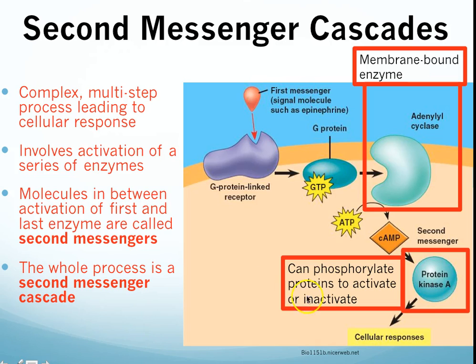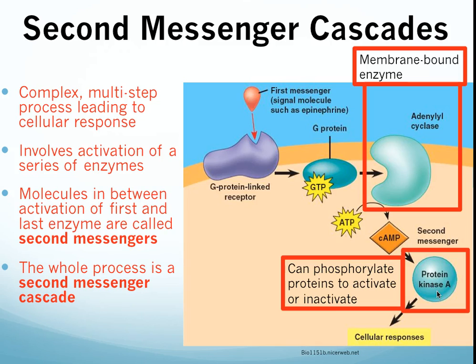So in this case, it's protein kinase A, but it can be protein kinase C. A protein kinase is an enzyme that phosphorylates proteins. Phosphorylation means that we add a phosphate onto the protein. When we phosphorylate proteins, we change their biological function. We can activate them by doing this, or we can inactivate them, depending.